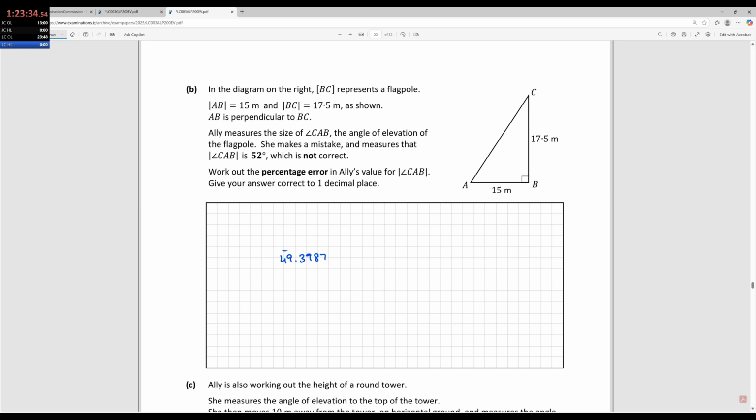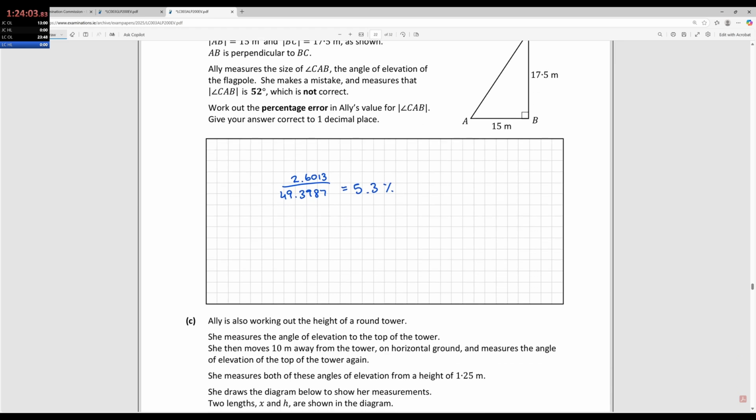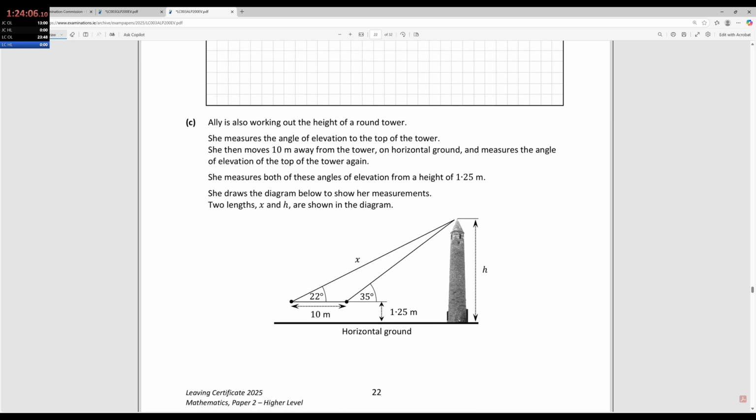49.3987, we'll say. And we need to put her mistake on top, because we want the percentage error, so her mistake was 2.6013. We'll say 2.6013 over the answer, and then multiply by 100 to make it a percentage error, as opposed to a decimalized version. Correct to one decimal place is 5.3%, so that's how much she was wrong by. Strange question, but again, it's all kind of simple maths that they're just checking you guys for.